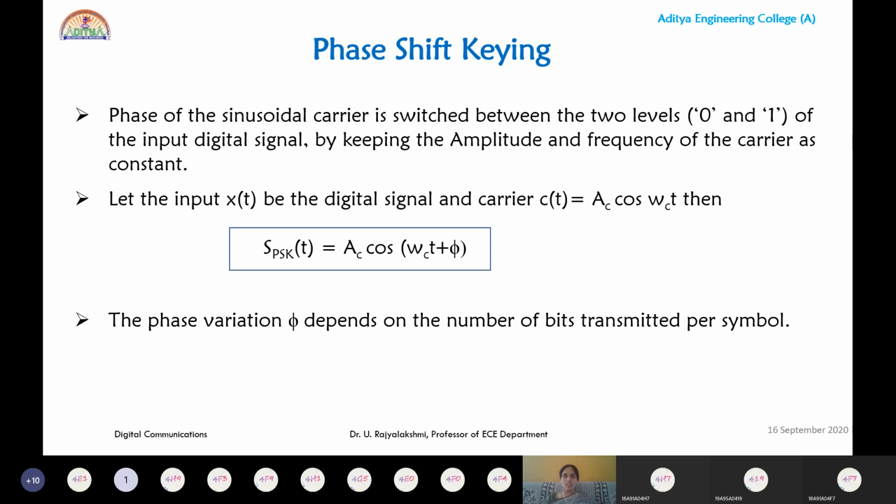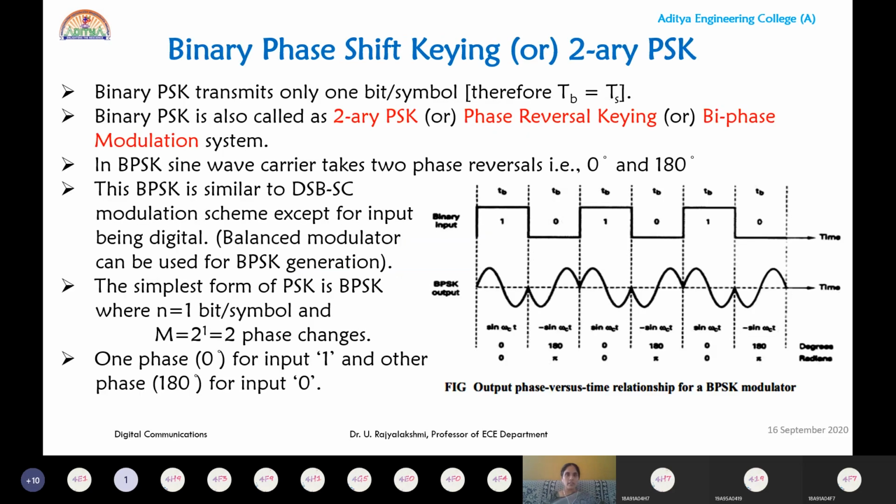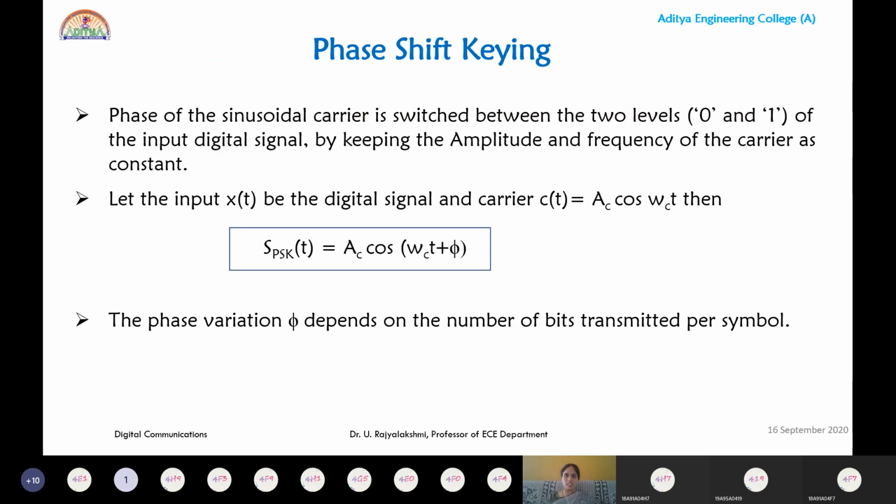What is the general expression for phase shift keying? Ac cos omega ct plus phi, where phi is the phase variation. It depends on the number of bits transmitted per symbol. For example, if we transmit n bits per symbol, we will have a number of phase variations depending on n.